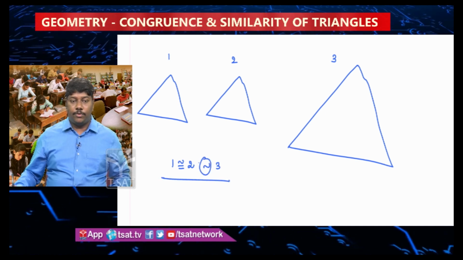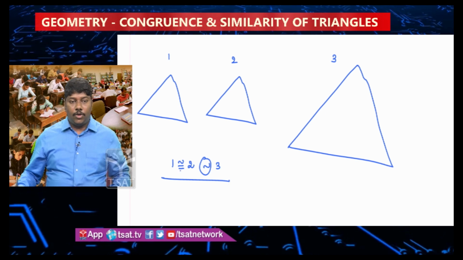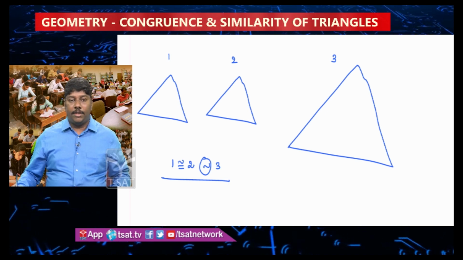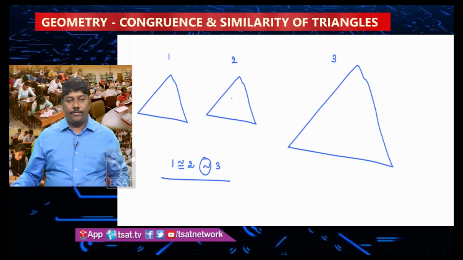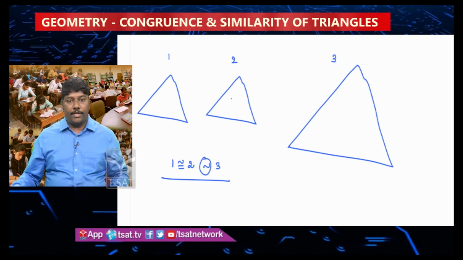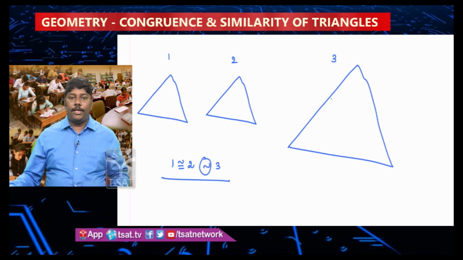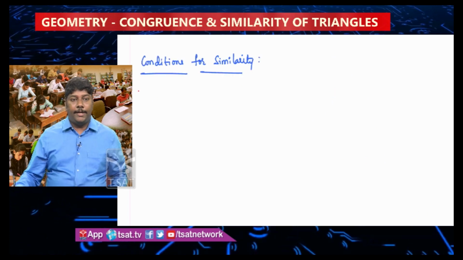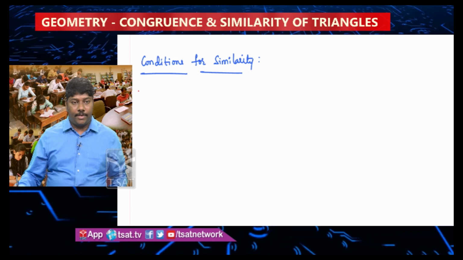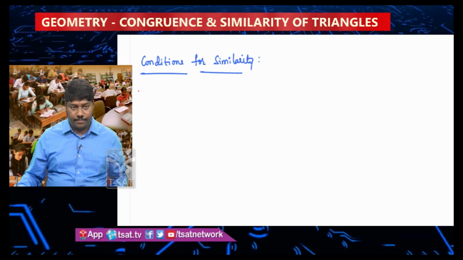This symbol represents only similar. The equal to symbol along with that symbol gives you congruency of triangles. Now here triangle 1 and triangle 2, both of them are equal in size and shape, therefore they are congruent. The third one is not equal in size, only in shape, so it is similar. Now how do you identify two similar triangles? Again you have some conditions.